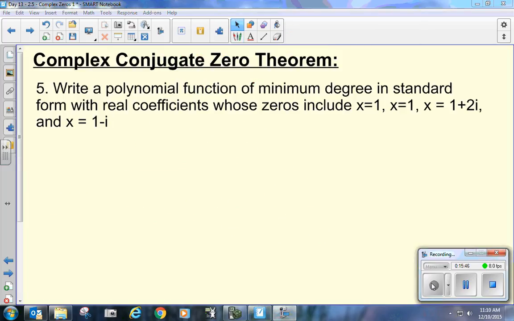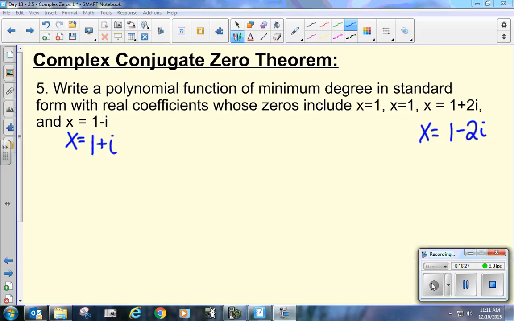Problem 5 says, write a polynomial function, minimum degree, standard form, real coefficients, whose zeros include x is 1, x is 1 again, so that, remember, multiplicity of 2. So that's going to have a factor of x minus 1 and another factor of x minus 1. And you do it twice. X equals 1 plus 2i, and x equals 1 minus i. If x equals 1 plus 2i is a root, what else is a root? What else is a root? Well, 1 minus 2i, right. Alright, if x equals 1 minus i is a root, what else is a root? You have 1 plus i.